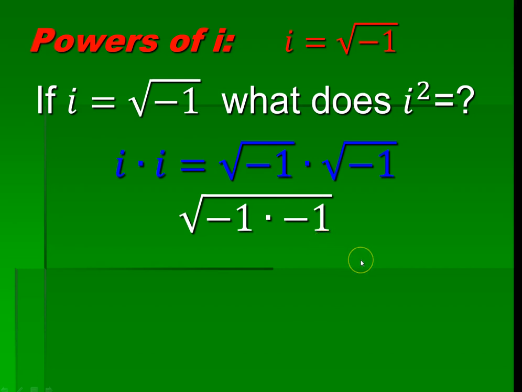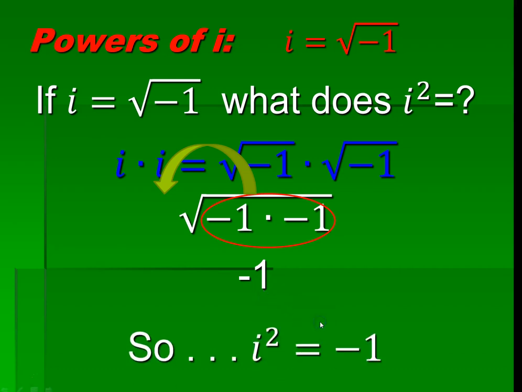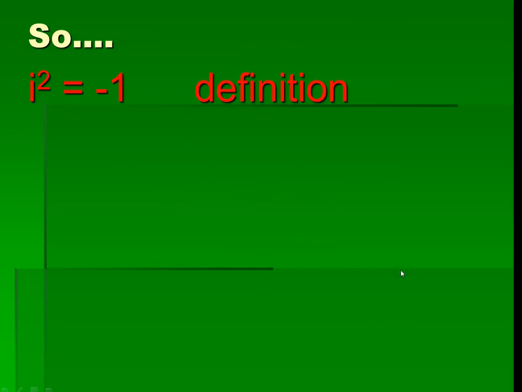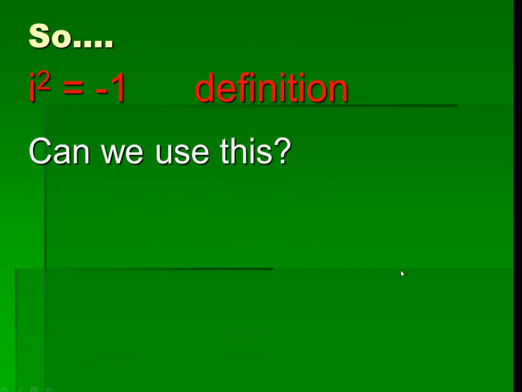Did you notice something? Look, there's 2 of them. And if there's 2 of them, we can pull them out. And now you have negative 1 on the outside, and nothing was left, so I don't need the radical. So we have a new helpful definition: i squared is equal to negative 1. Well, why would we need that? Why would that be so important?